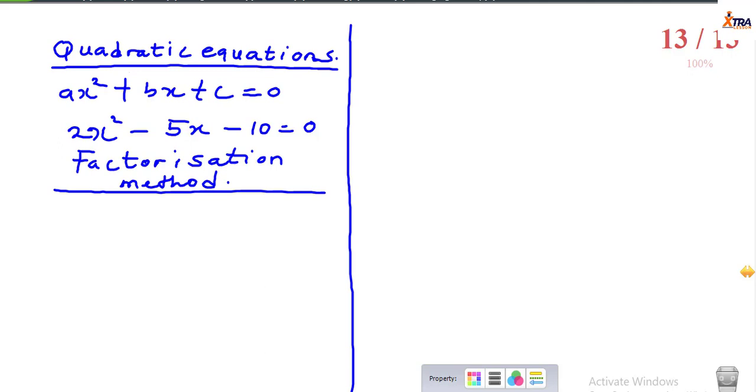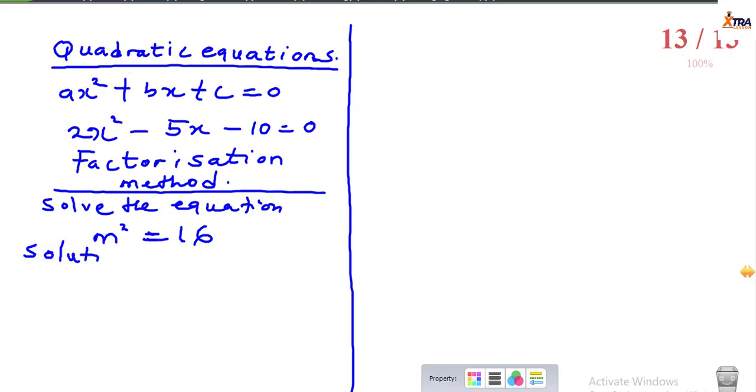Very simple question. Solve the quadratic equation m squared equals 16. As you can see from this expression, the highest power of m here is 2. So to solve this equation, the solution is shown below. m squared equals 16. You just take the square root on both sides.